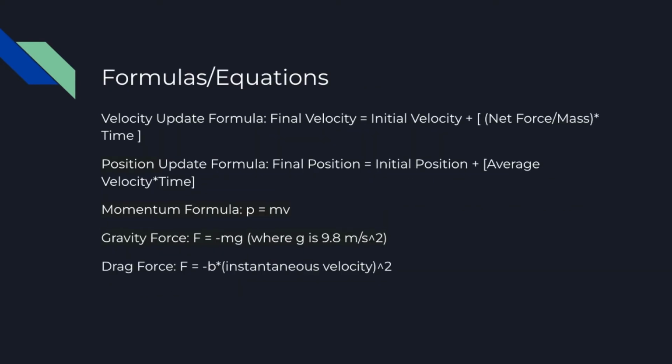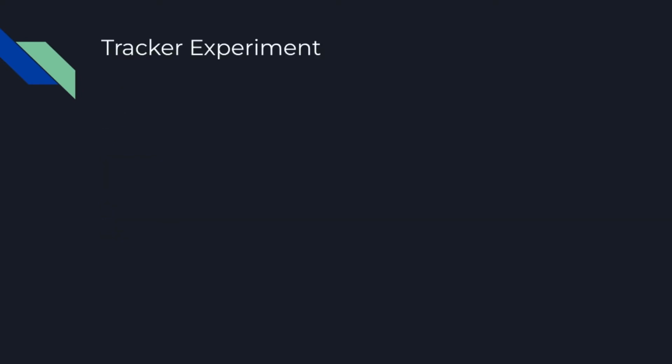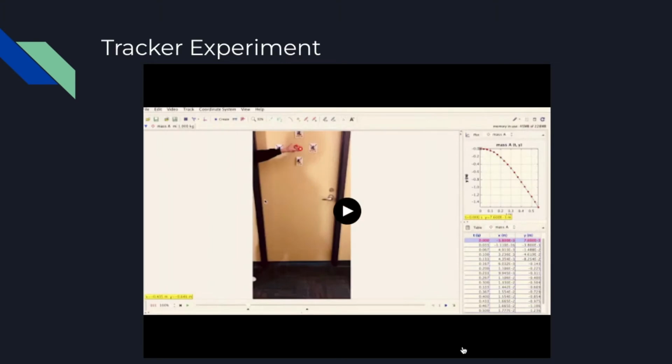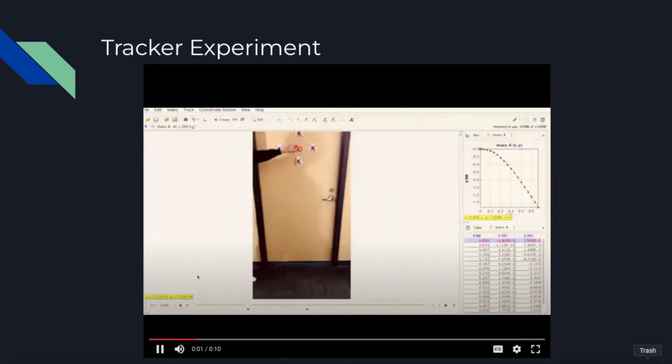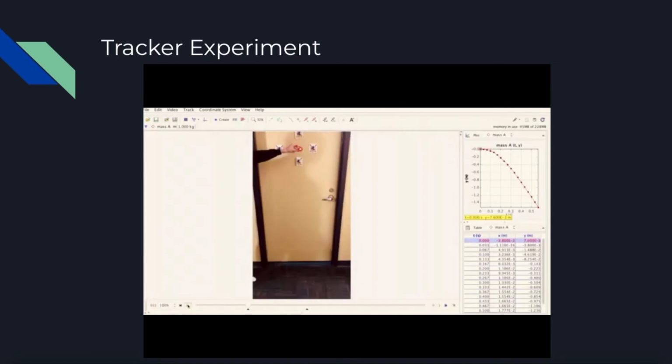Here are some of our formulas and equations. Most of these equations we have done or reviewed before, but some new ones would include gravity force, which is negative mg, where g is 9.8, and drag force, with a negative b constant. Here's our Tracker experiment. We were dropping the ball from rest to the bottom.